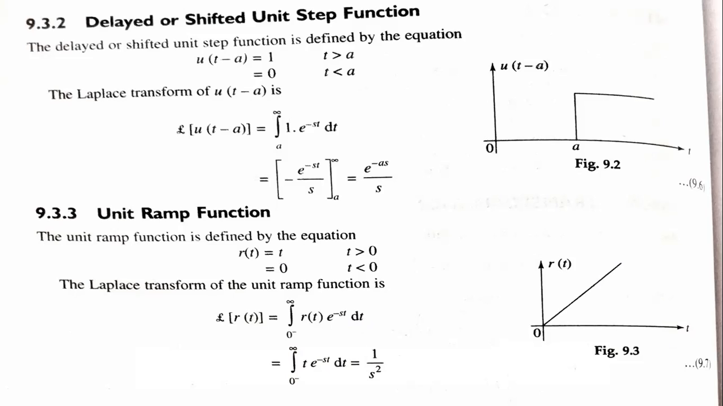So t into e raised to the power minus st dt will be converted after applying the limits. Taking t as the variable, it will be converted and you will get the result in terms of s, which is nothing but 1 by s square. 1 by s square.